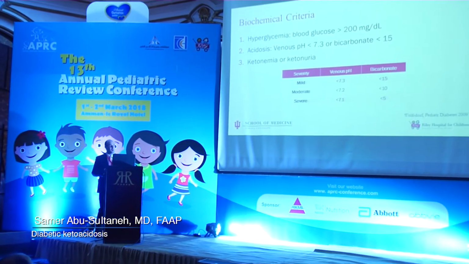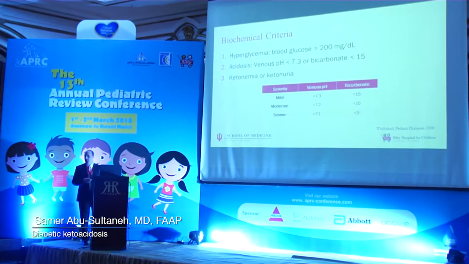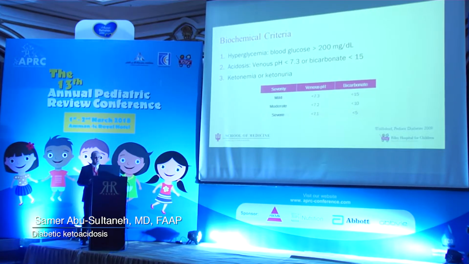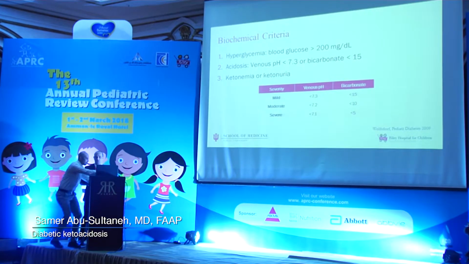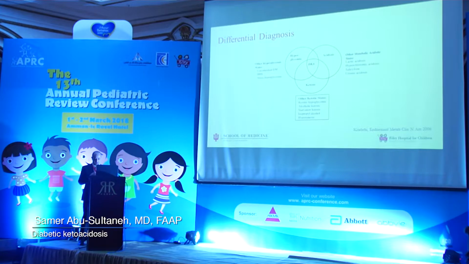So when you diagnose DKA, you should have three things. You should have hyperglycemia, which is glucose above 200, acidosis, which is pH below 7.3 or bicarb below 15, and you need to have ketones, whether in the urine or in the blood. You can then subdivide DKA into mild, moderate, or severe DKA. So you need to have the three things: ketosis, acidosis, and hyperglycemia, and you need to exclude the other causes of ketosis, acidosis, and hyperglycemia.